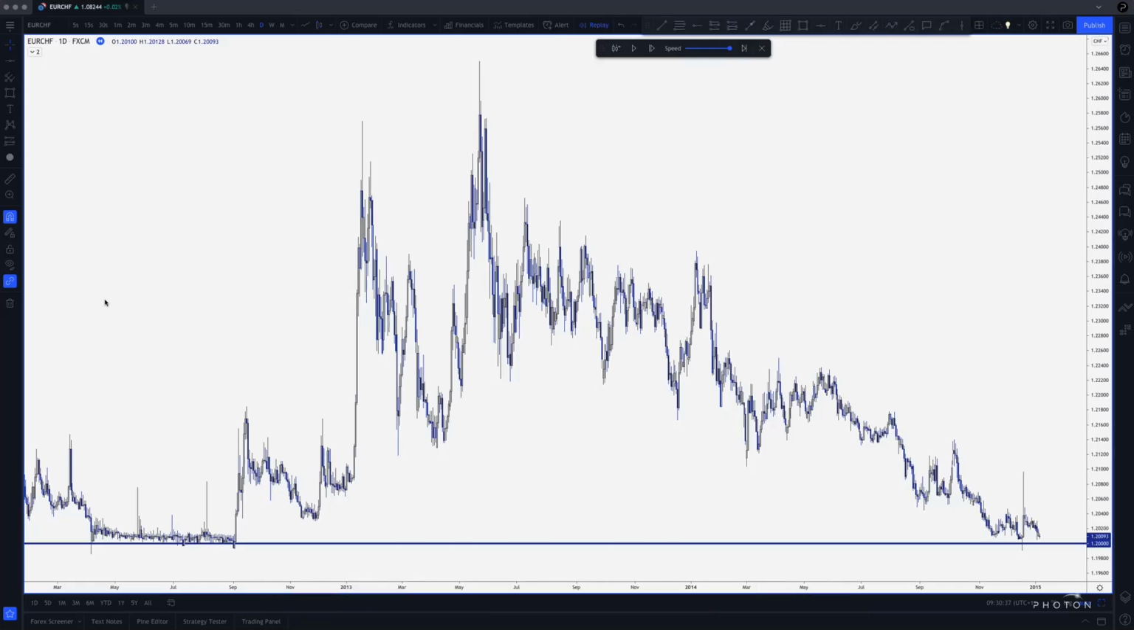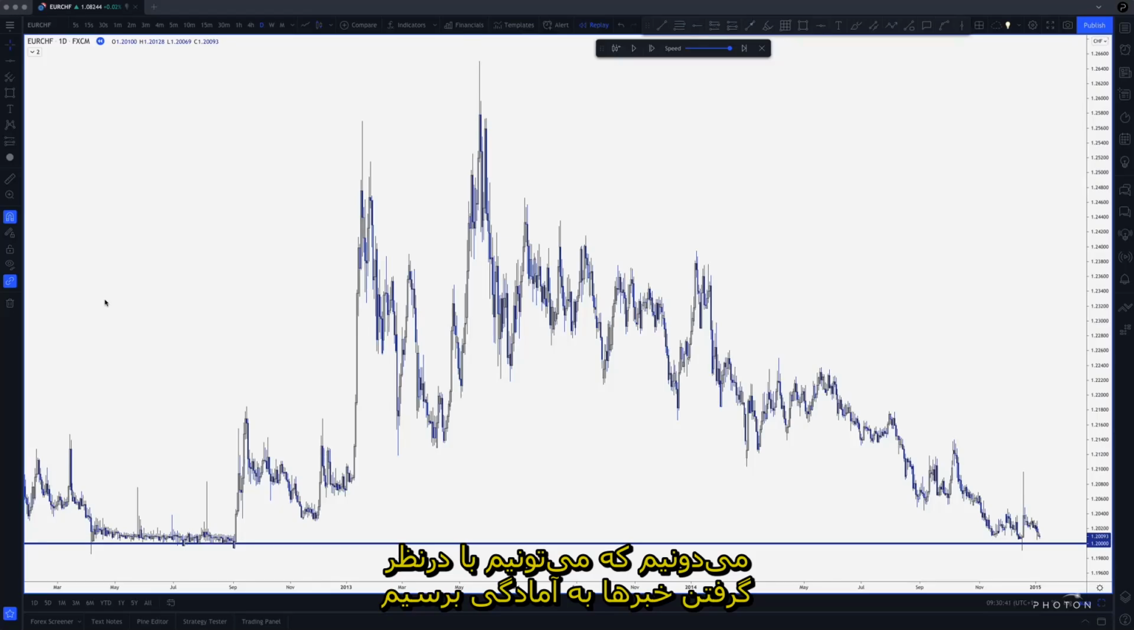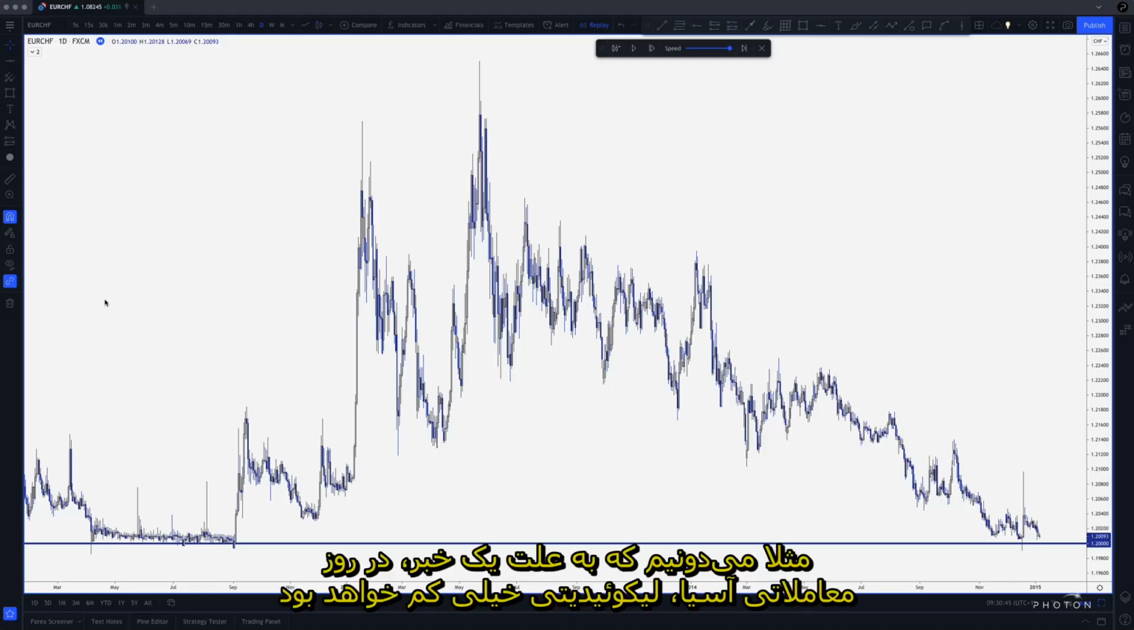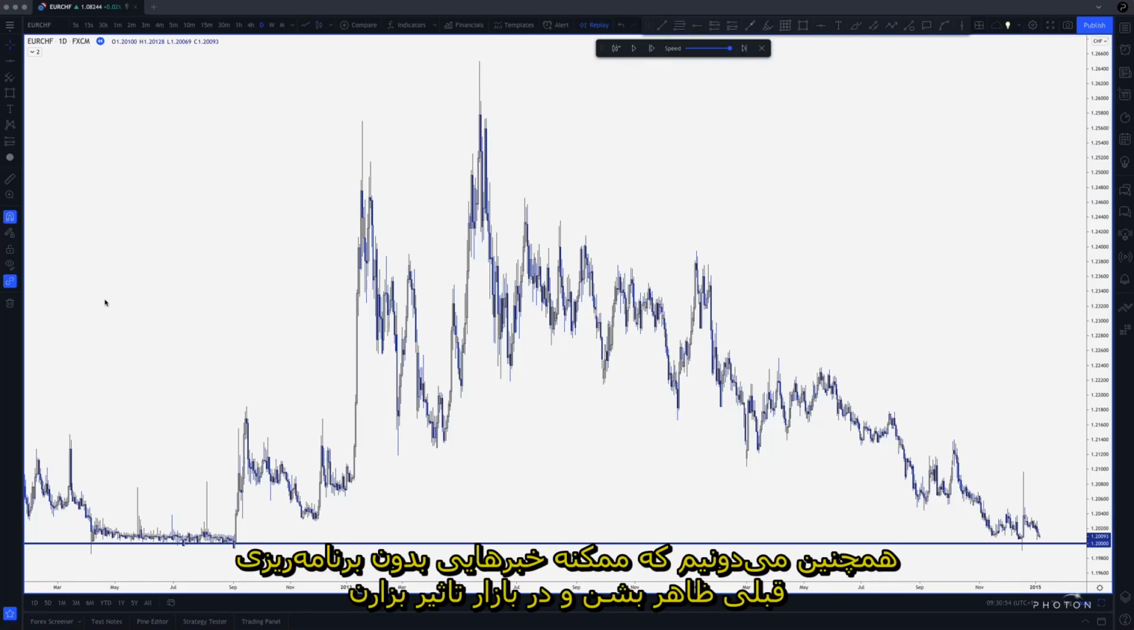Now, we know that one way we can prepare for this is to look at those planned news announcements, and then also avoid trading around those periods of time in the market, around the Asian session and the daily rollover, around spread hours, when liquidity is low. But as we know, there can be unplanned events that can hit the market, right?